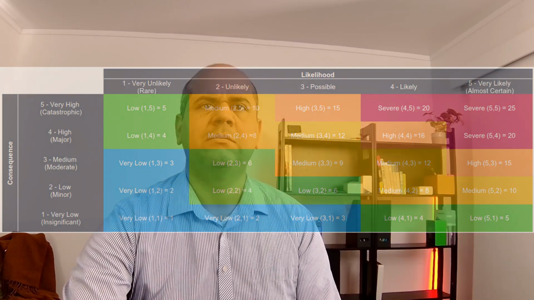You are multiplying ordinal scales. You are not measuring physical quantities. A score of 12 is not twice as bad as 6. It's just higher on the ranking scale. And the matrix implies mathematical rigor, which it doesn't really have. If you treat the output as a precise mathematical result, it will make you overconfident in your decisions. You really need to look at where it lands in the matrix.